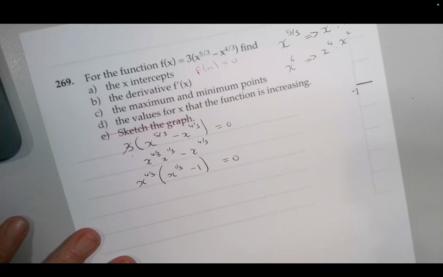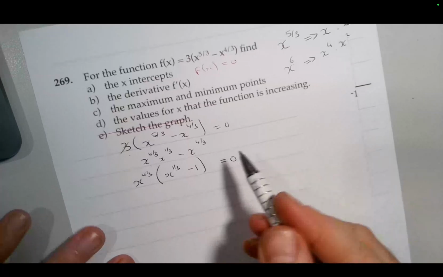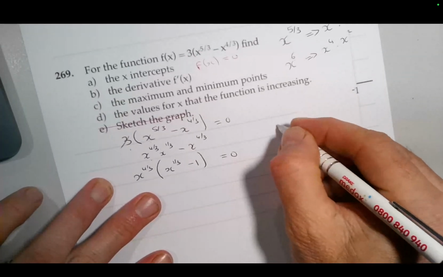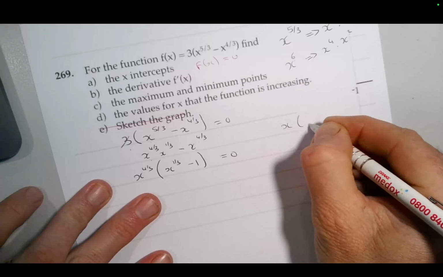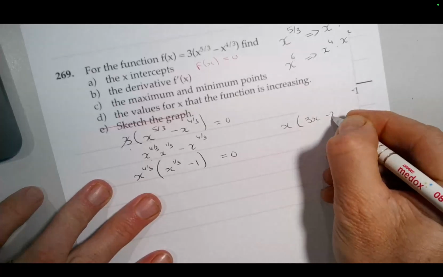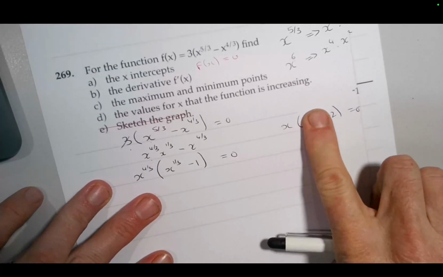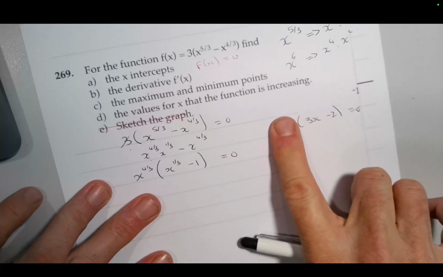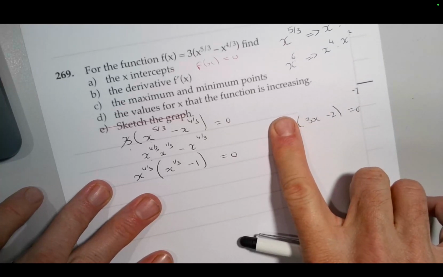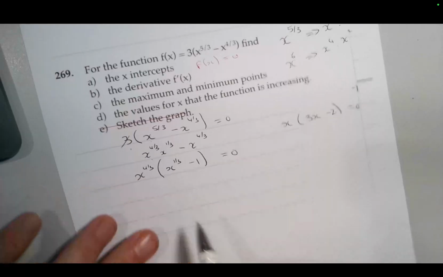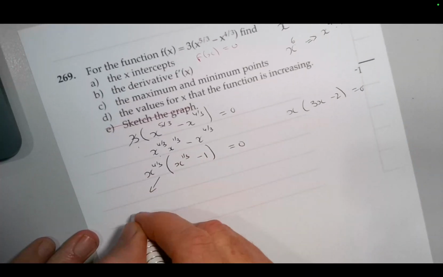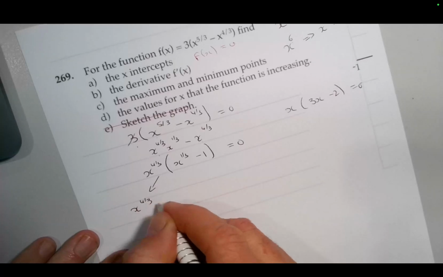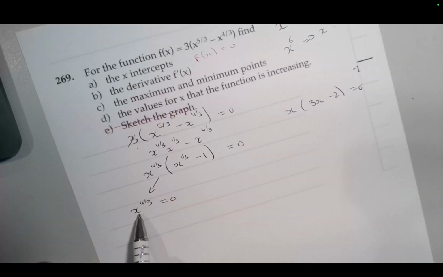Now, okay, just keep it simple. If I said something like x(3x minus 2) equal to 0, you could solve. One solution x equals 0, and the other one would be what? Positive 2/3. Same thing's happening here. So one solution is we're saying x to the 4/3 is equal to 0. Now, how do we solve this? That's to the power of 4/3.